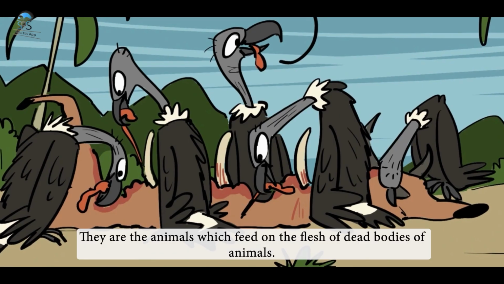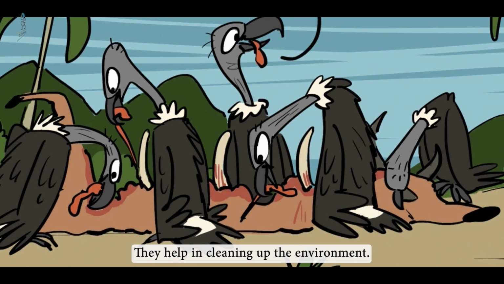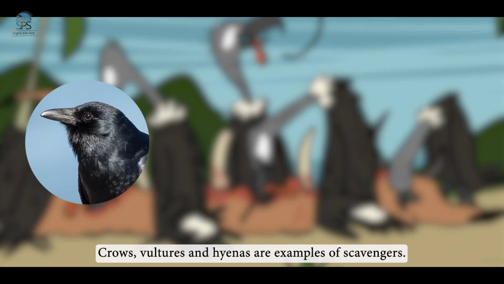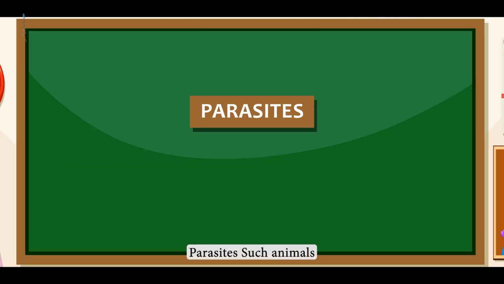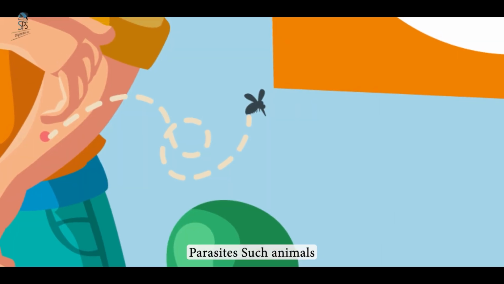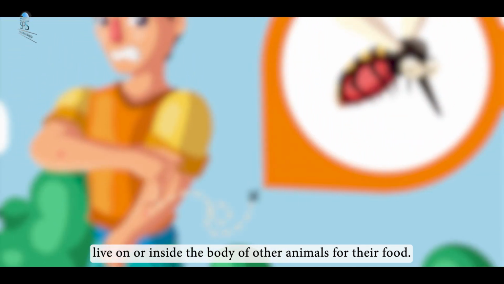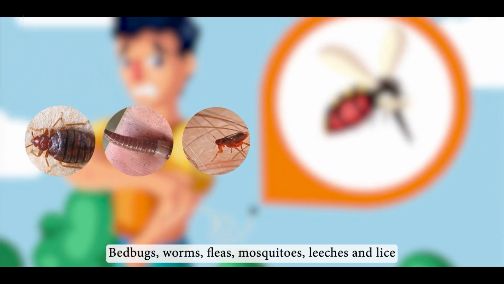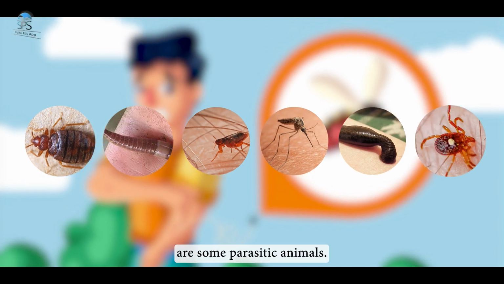Scavengers. They are the animals which feed on the flesh of dead bodies of animals. They help in cleaning up the environment. Crows, vultures and hyenas are examples of scavengers. Parasites. Such animals live on or inside the body of other animals for their food. Bedbugs, worms, fleas, mosquitoes, leeches and lice are some parasitic animals.